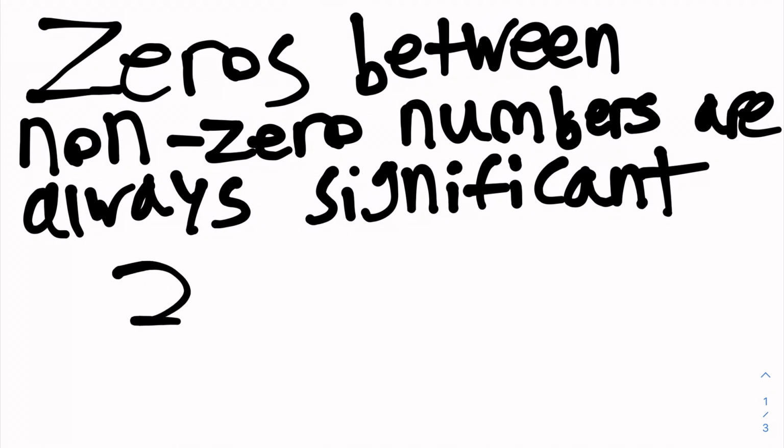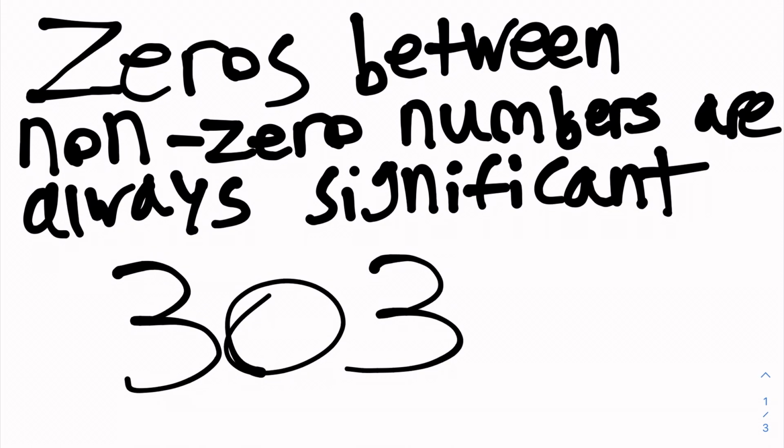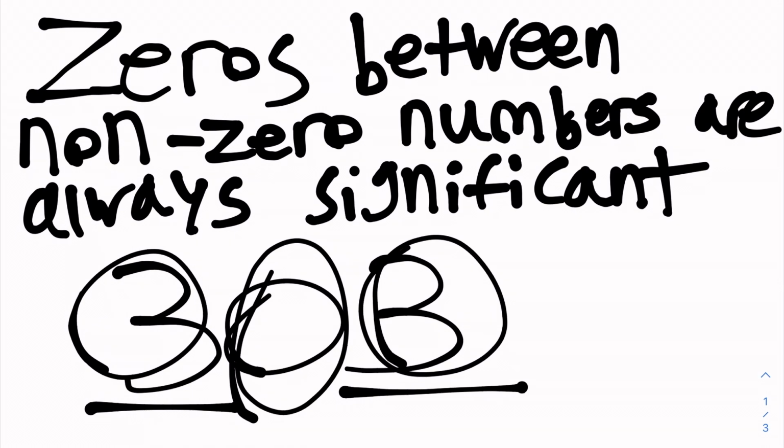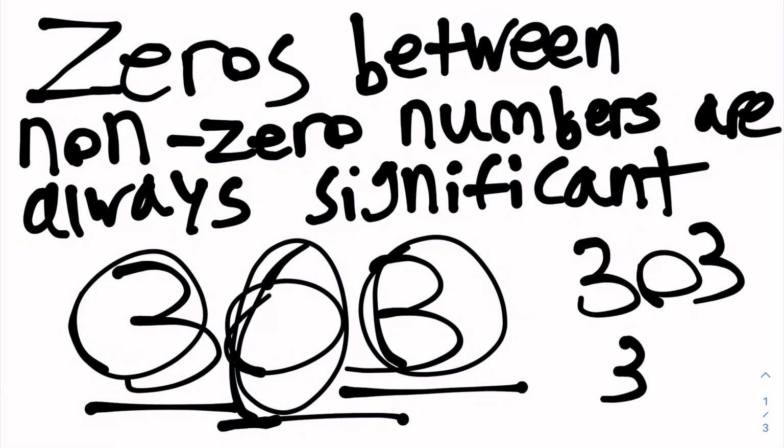Let's look at the number 303. From rule number 1, we already know that this 3 and this 3, they are significant because rule number 1 said that all non-zeros are significant. Now, focusing on rule number 2, it says that zeros between non-zero numbers are always significant. This 0 right here is between this 3 and this 3. So this 0 will also be significant as the 0 is between 2 non-zero numbers. So the number 303 will have 3 significant figures.